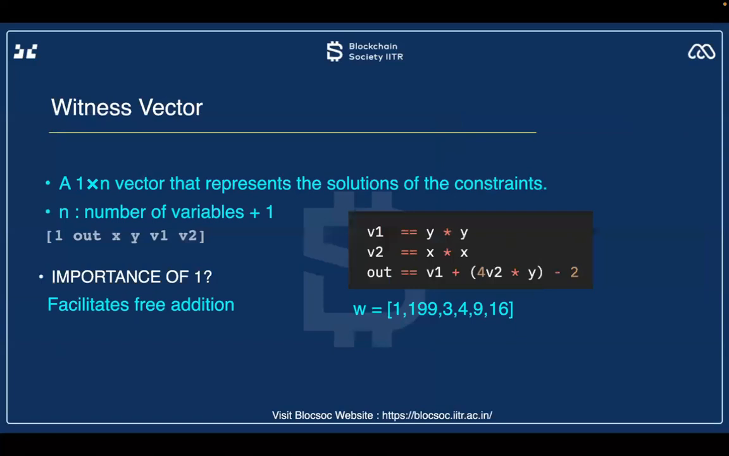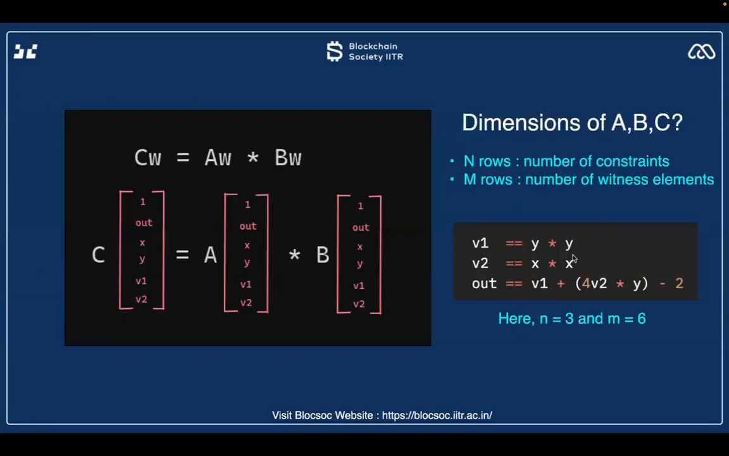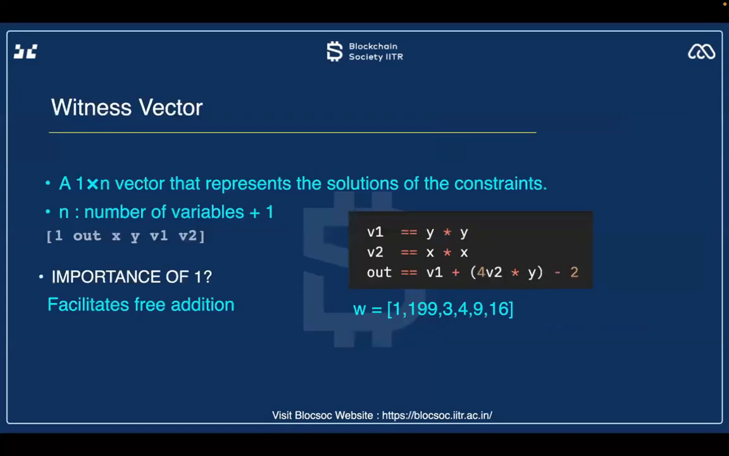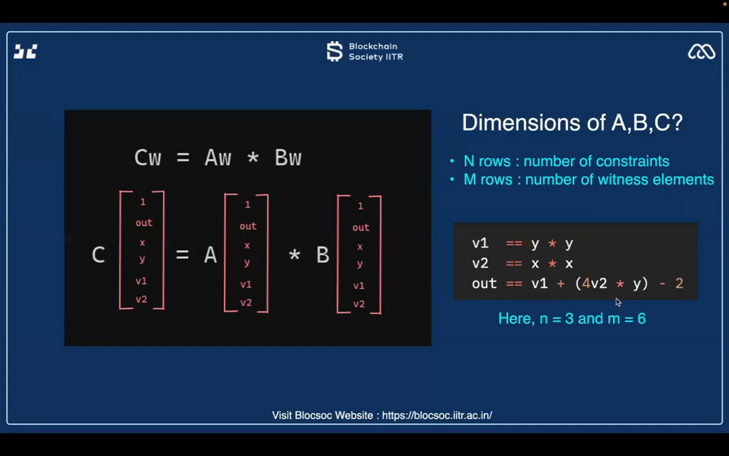Like in this example, we have total number of constraints equal to 3, and m is equal to the number of witness elements. We have seen the number of witness elements was the number of variables and 1. So here if you count, 1, 2, 3, 4, and 5. So 5 variables plus 1 for the 1, and so the number of columns is 6. Now how to calculate these matrices A, B, and C?